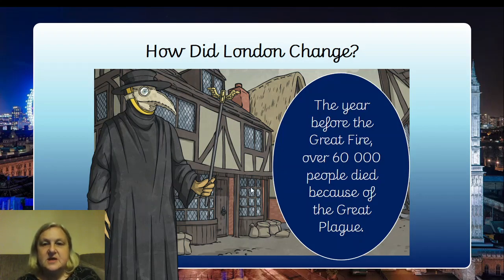The year before that Great Fire, they had this terrible plague, very similar, well, it has similarities to the COVID-19 pandemic. Okay, but COVID-19 is a world pandemic. There were plagues in other parts of the world, but this was a really terrible plague. It was extremely catching, and 60,000 people died, which is less than the numbers from COVID.